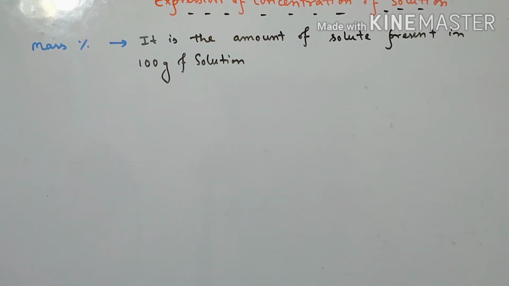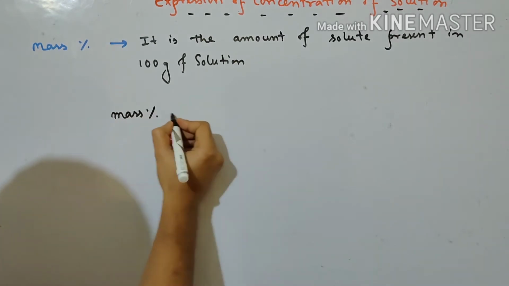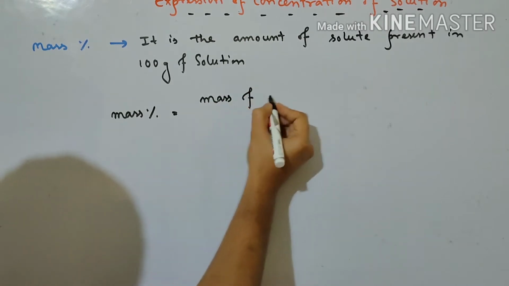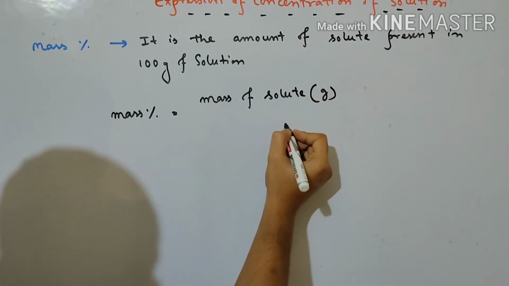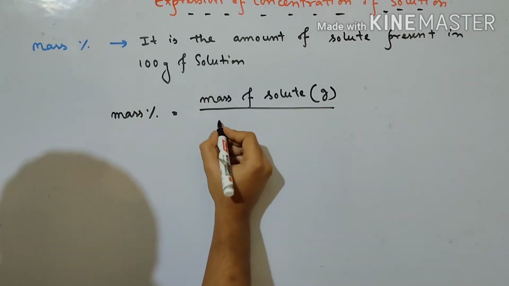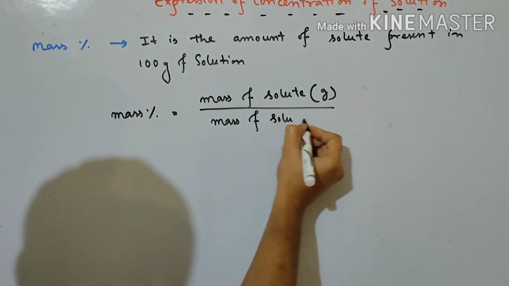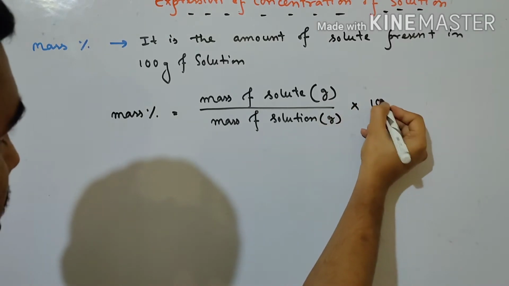So it can be further written like this, that mass percentage is equal to mass of solute in gram, obviously, divided by mass of solution in gram into 100%.